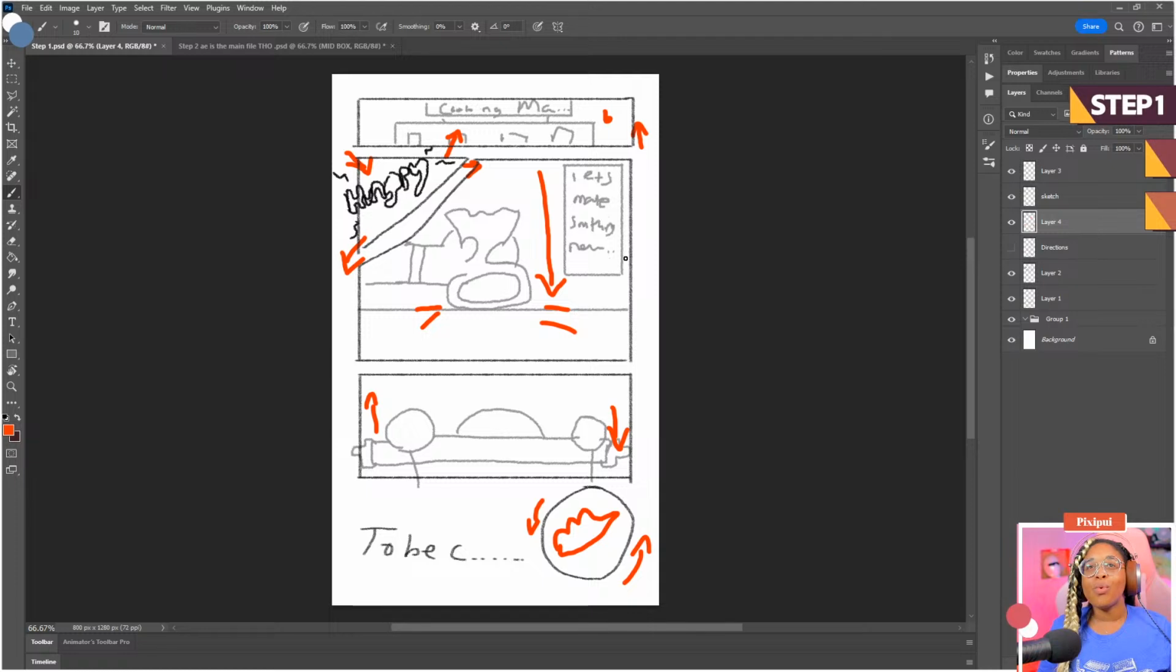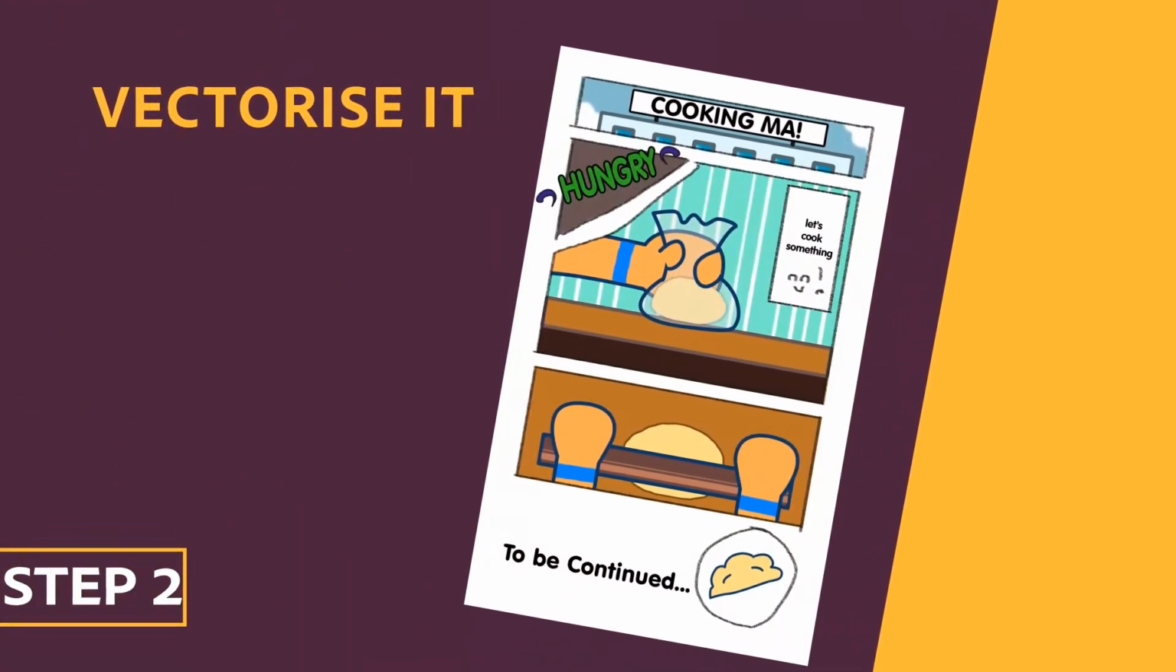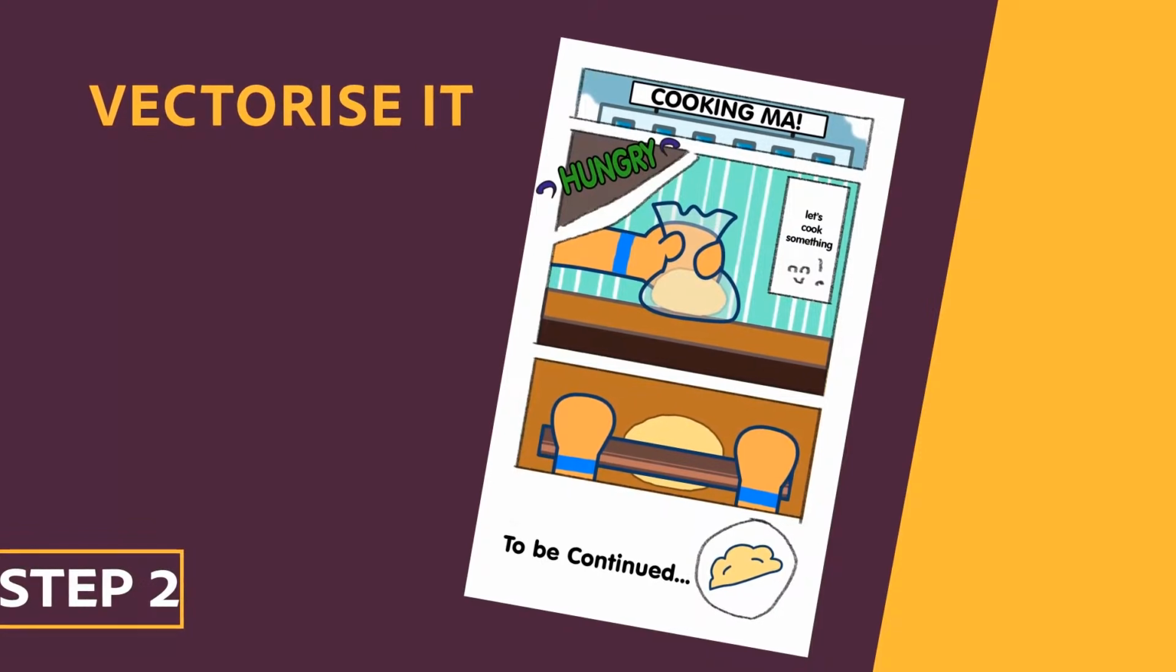But let's say we're all happy with our directions. We've got our sketch down. We've got our directions down. So what's step 2? Step 2 is vectorize it.